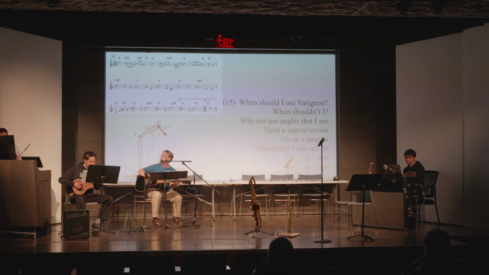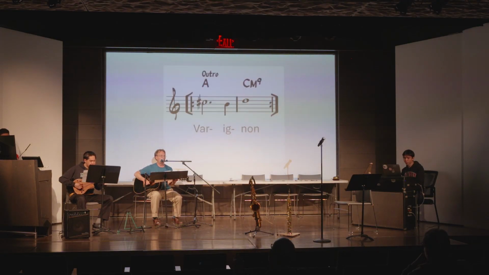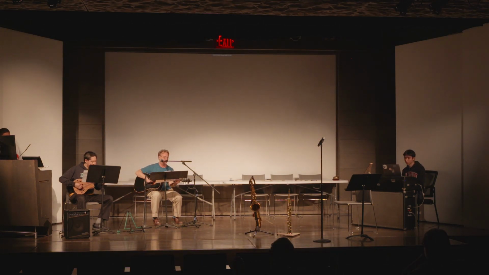When should I use Varignon? When shouldn't I? Why not use angles that I see? Need a sine or a cosine? Go on a tangent. Thankfully, I can call on Varignon. Stay on it.